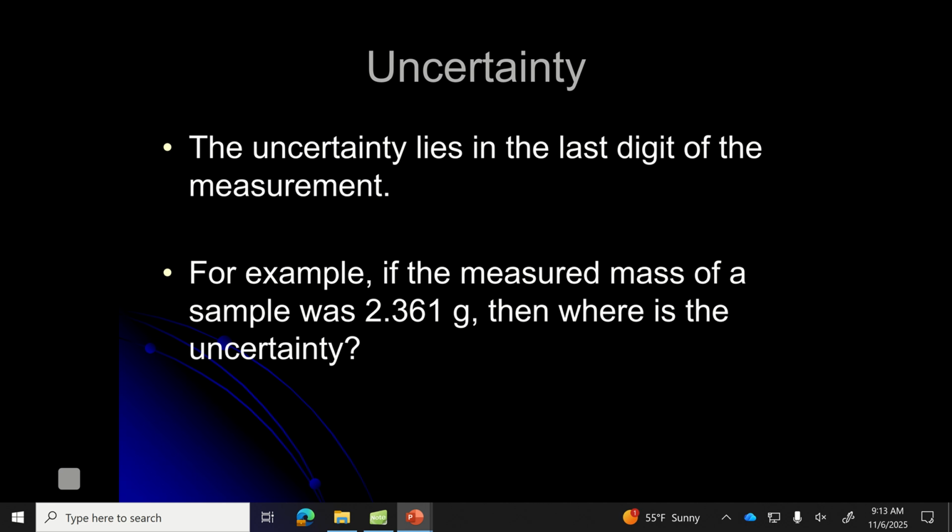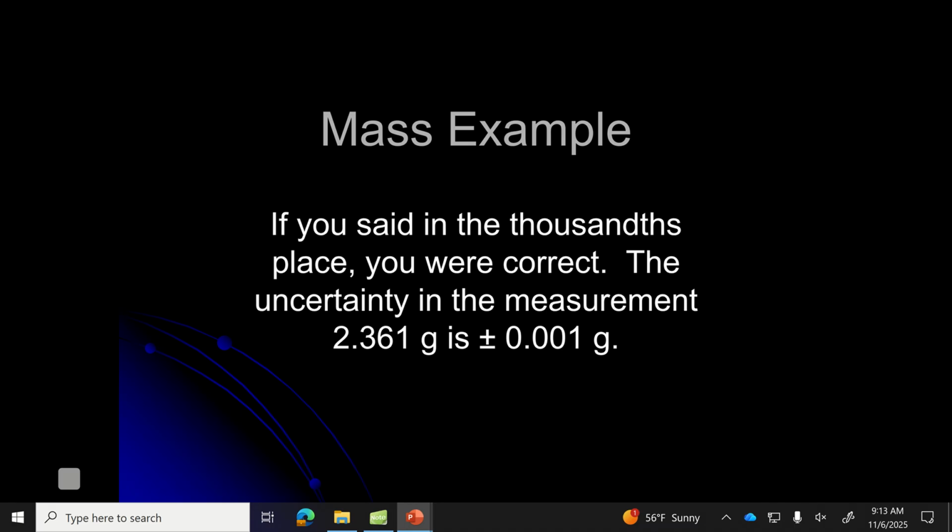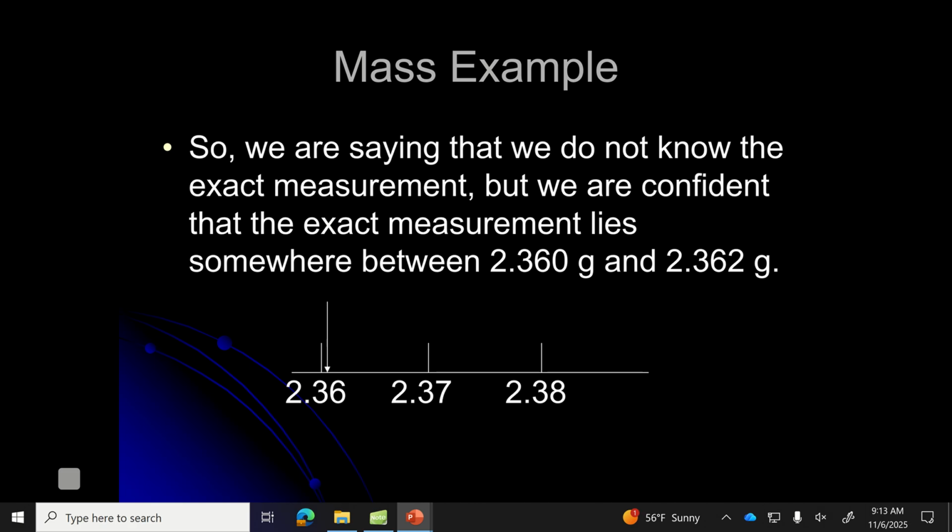So if I measured the mass of something as 2.361 grams, where is the uncertainty? It's in the 0.001 gram, the thousandths place of that measurement. It might be 2.360, it might be 2.361, or it might be 2.362, but we have a little bit of uncertainty. That's what we're saying, plus or minus that last digit. So we never really say that we have a completely accurate, precise measurement. There's always a little bit of uncertainty around it, and that's where significant figures come in.